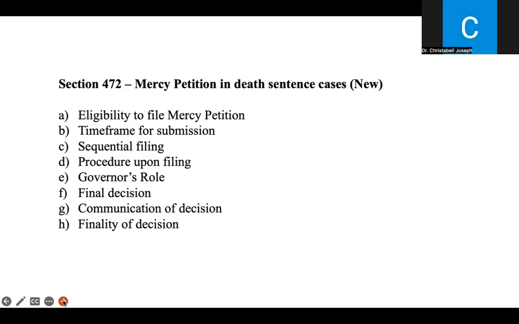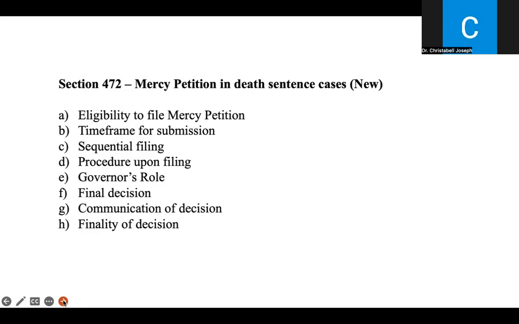The sixth subsection deals with the final decision of the mercy petition. The President here will consider and decide on the mercy petition. If there are multiple convicts in a case, then the petitions are decided together in the interest of justice.